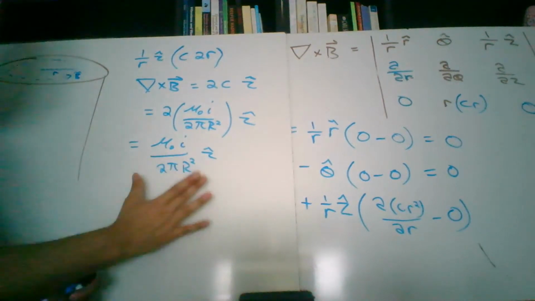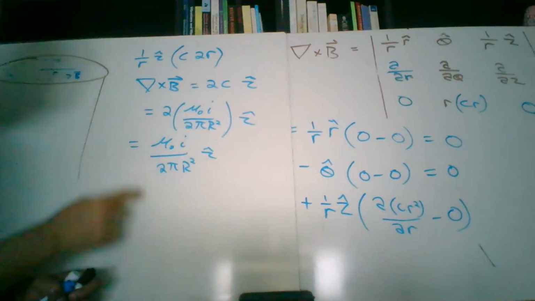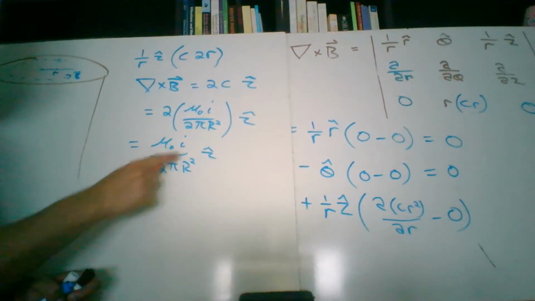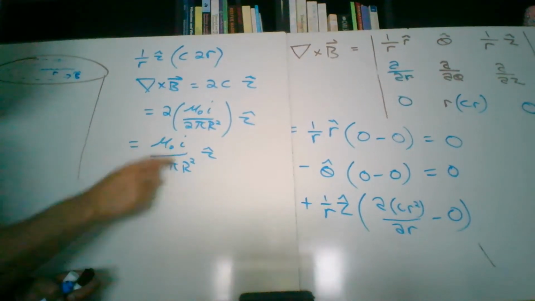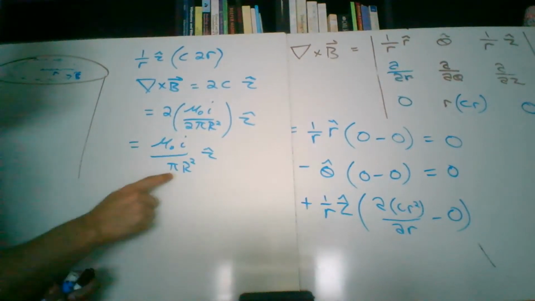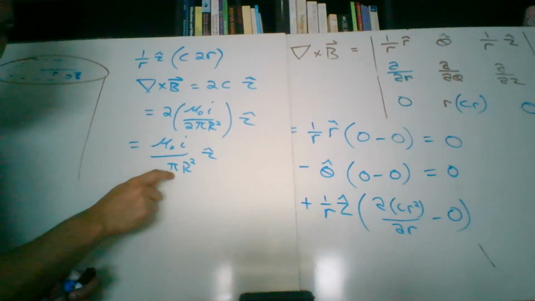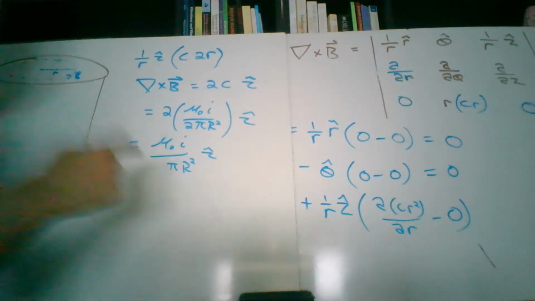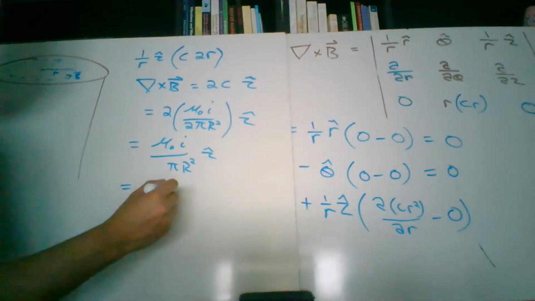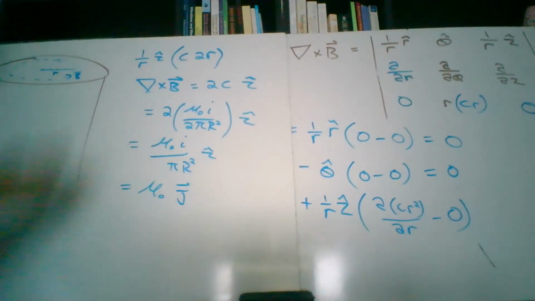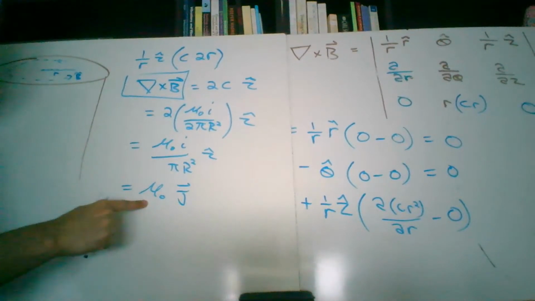Now, let's see, we're not finished yet. Let's see if this actually means anything. I divided by, whoops, I put the 2 there. That shouldn't be there. I divided by pi r squared. Well, pi r squared is the area. So if you do I divided by pi r squared, that's equal to the current density. So you get mu naught times J. So del cross B gives you mu naught times J.